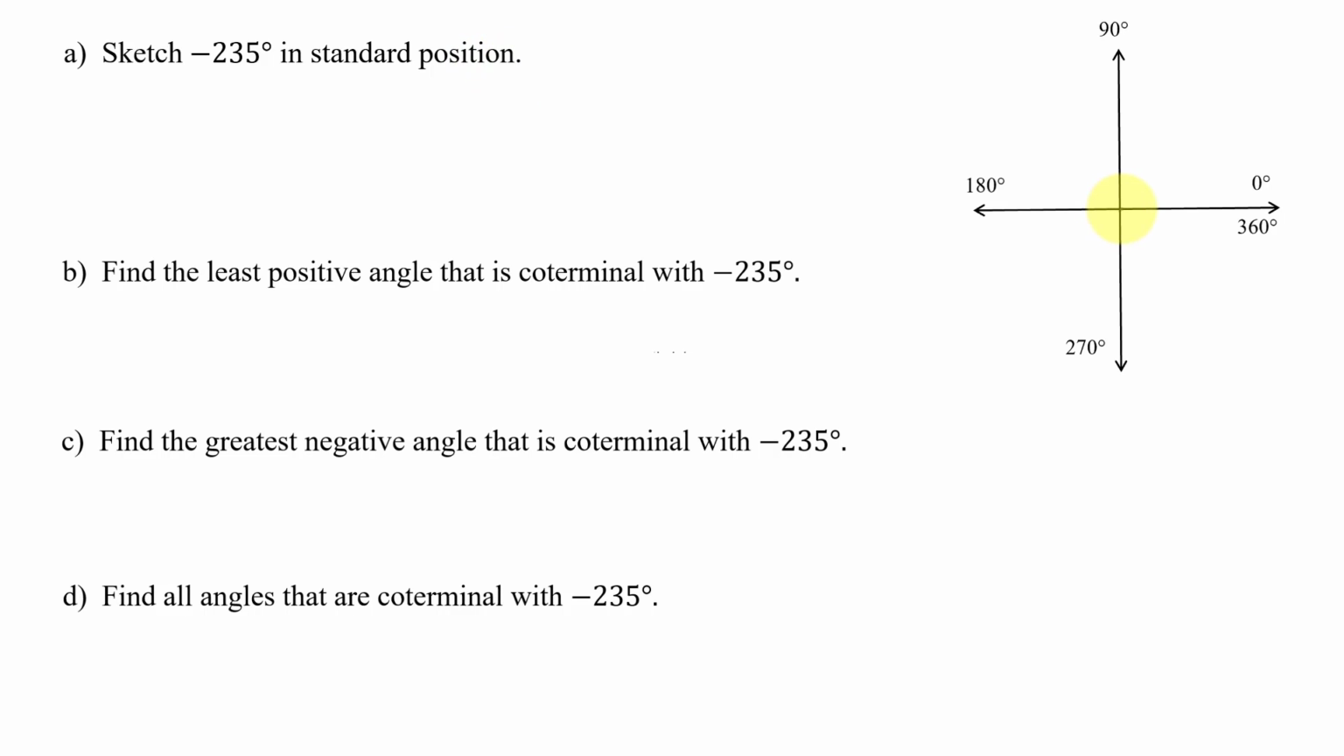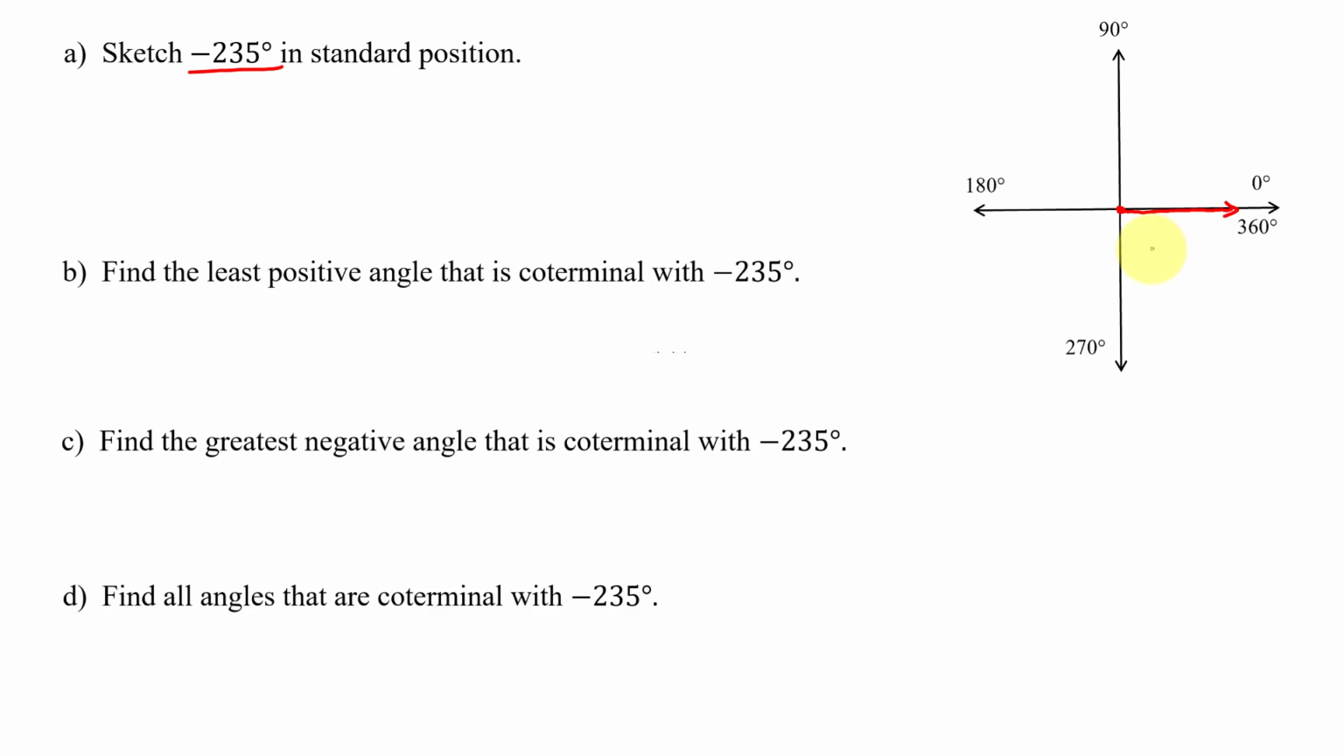That means the vertex is at the origin and the initial side is along the positive x-axis. As the given angle is a negative angle, that means I'm going to rotate in a clockwise direction. So it will help if I add my negative rotation angles to all the axes. So I start at 0 degrees.